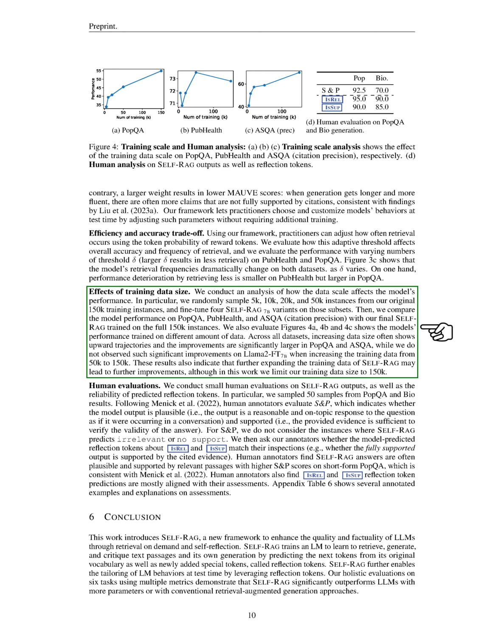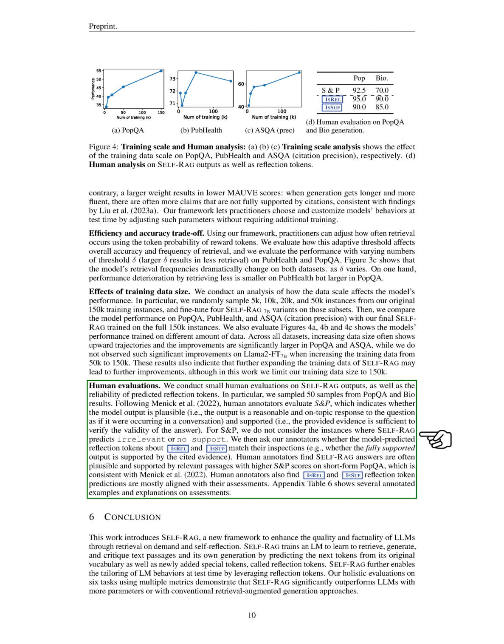Finally, we conducted small human evaluations on self-RAG outputs. The results show that human annotators often find self-RAG answers to be plausible and supported by relevant passages. They also find that the model's predictions about relevance and support match their assessments.